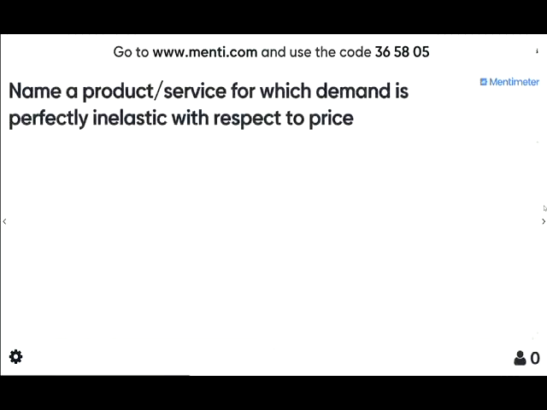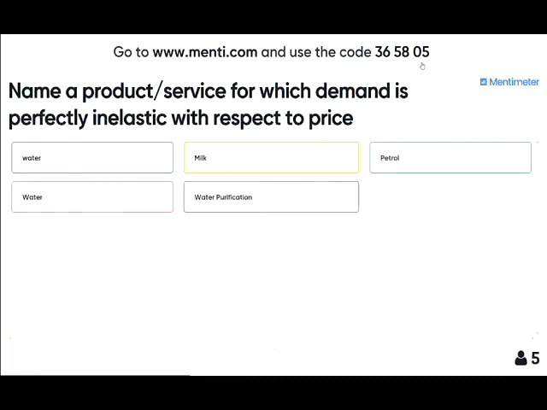There's a question to you guys, and answer by entering this code. Please answer it, please. And we'll see your answers right in this box. And you have to type your answers, and please do not type things that we don't want to see. So name a product or service for which demand is perfectly inelastic with respect to price. Milk. Interesting. Petrol, water purification.